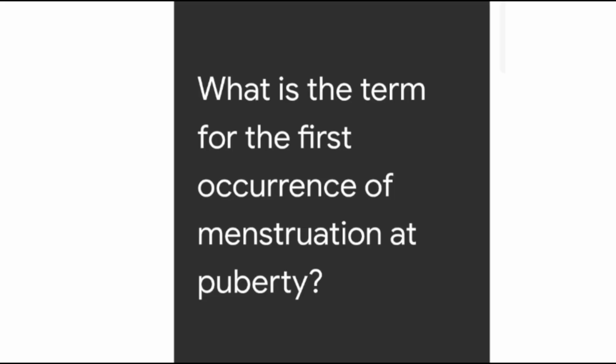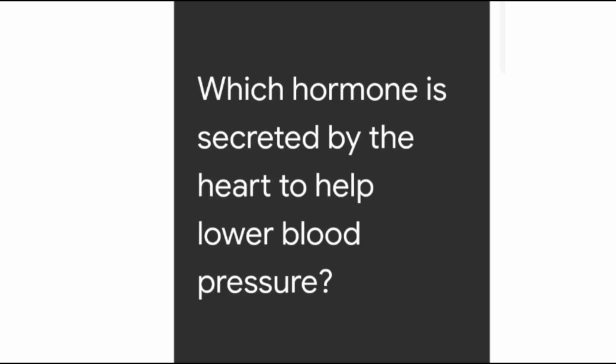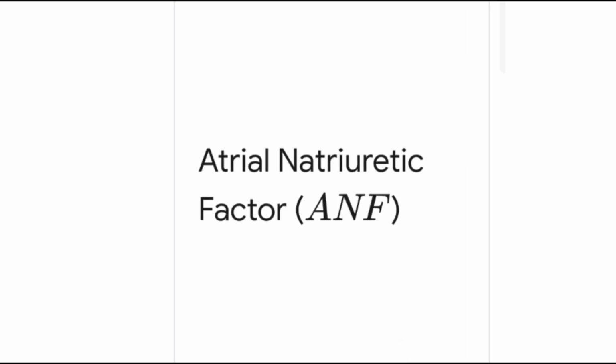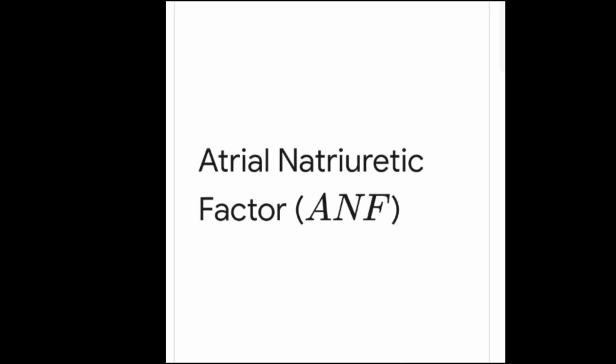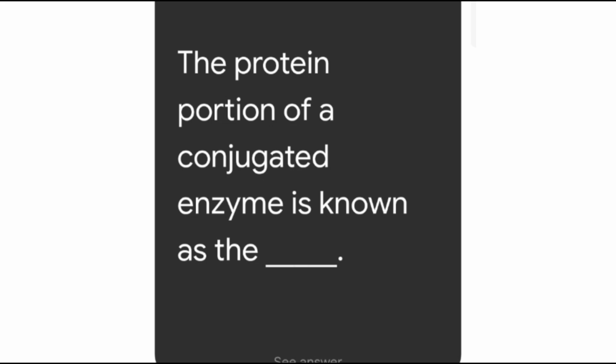What is the term for the first occurrence of menstruation at puberty? That is menarche. Which hormone is secreted by the heart to help lower the blood pressure? That is ANF. What is ANF? Atrial natriuretic factor.